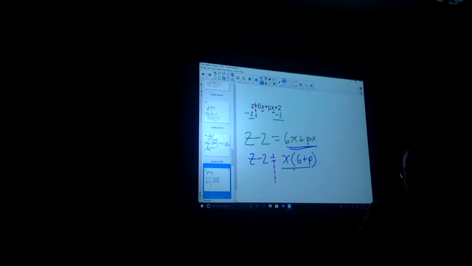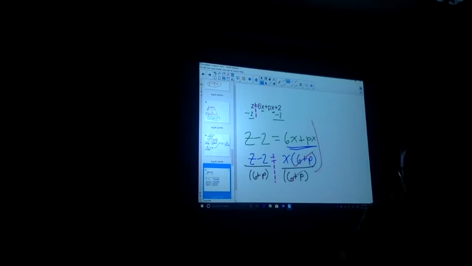So I'm going to divide this by 6 plus p, and I'm also going to divide this by 6 plus p. Now again, you don't necessarily have to have that in the denominator in parentheses. It's nice, the whole thing, z minus 2, that whole thing is over 6 plus p. And what's going to happen there is this 6 plus p and this 6 plus p cancel each other out.